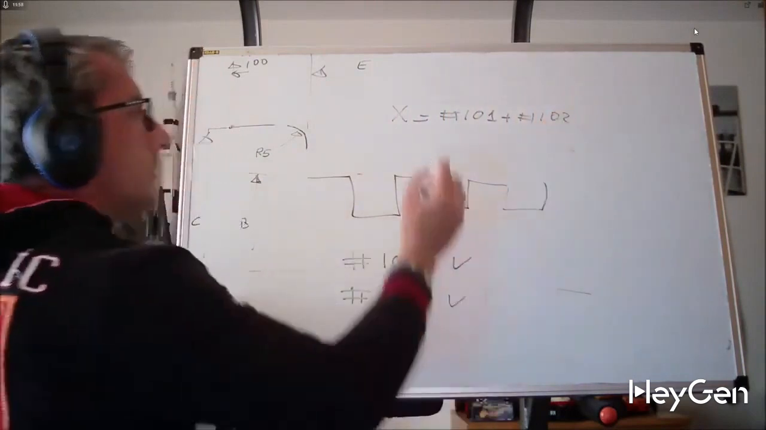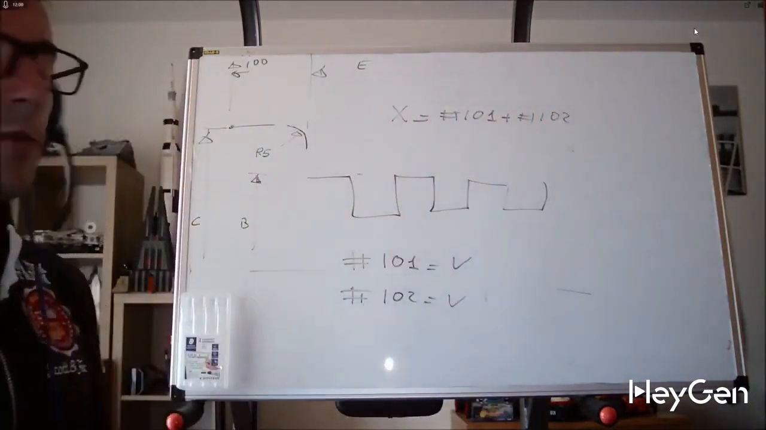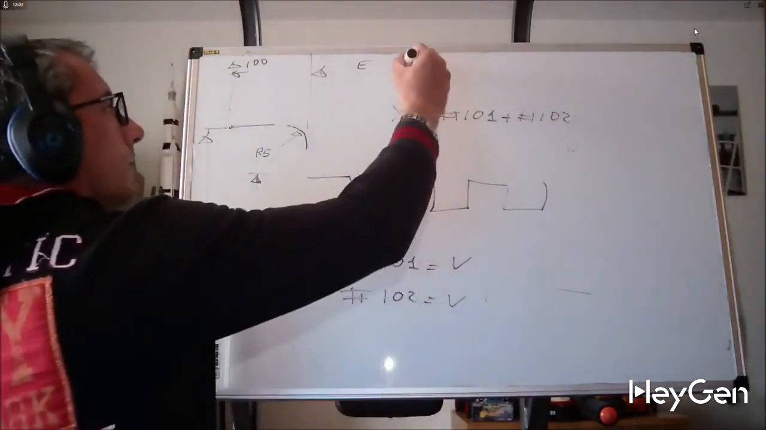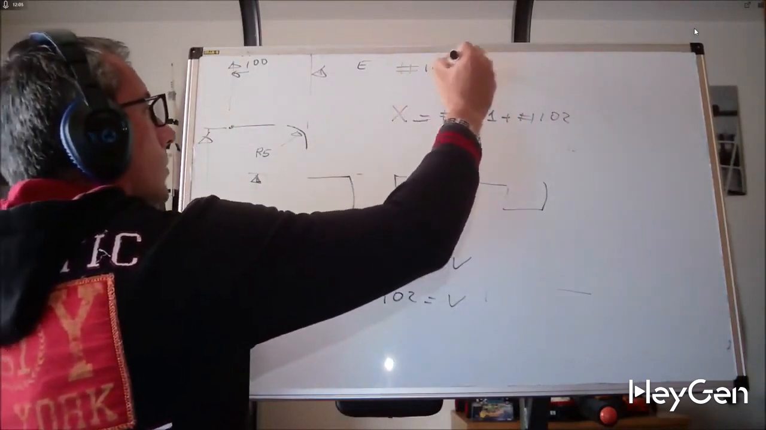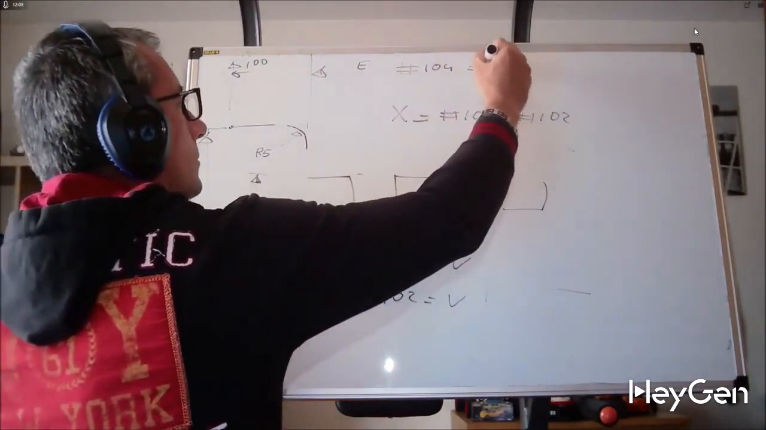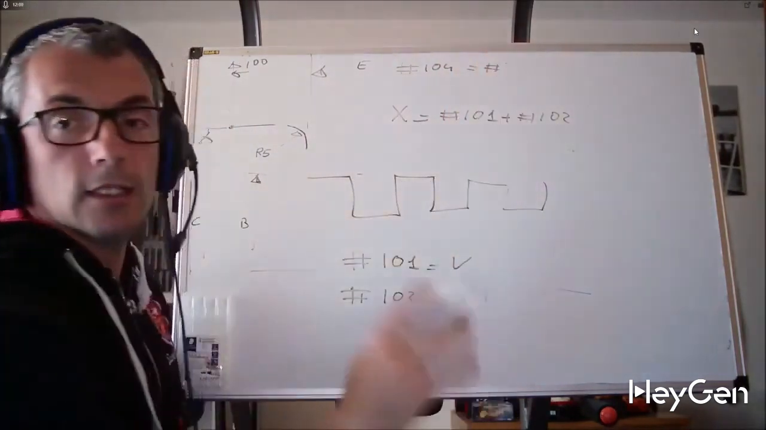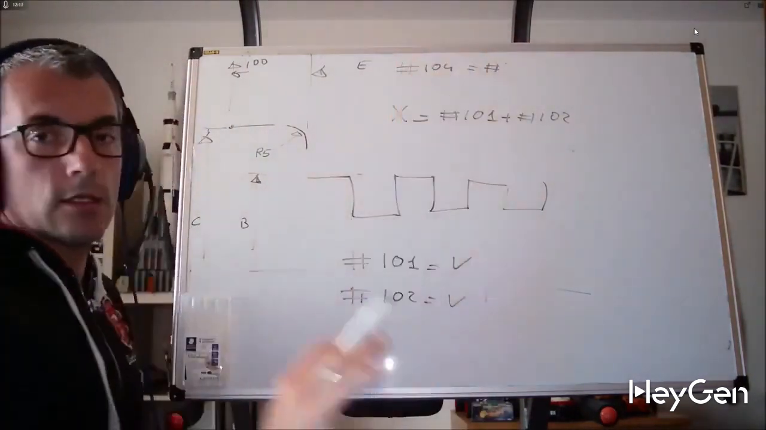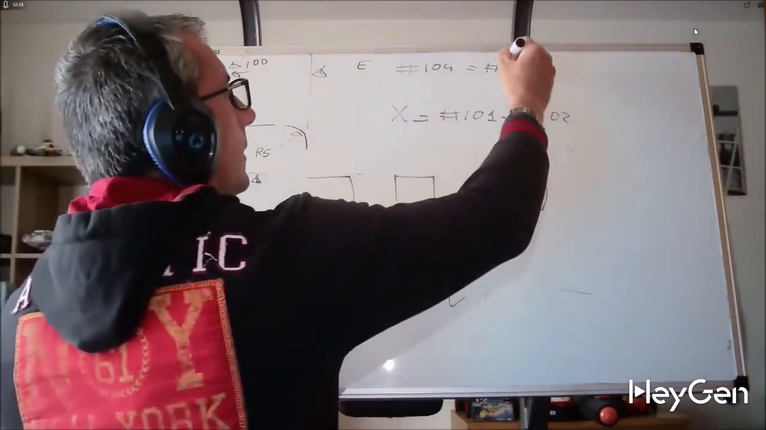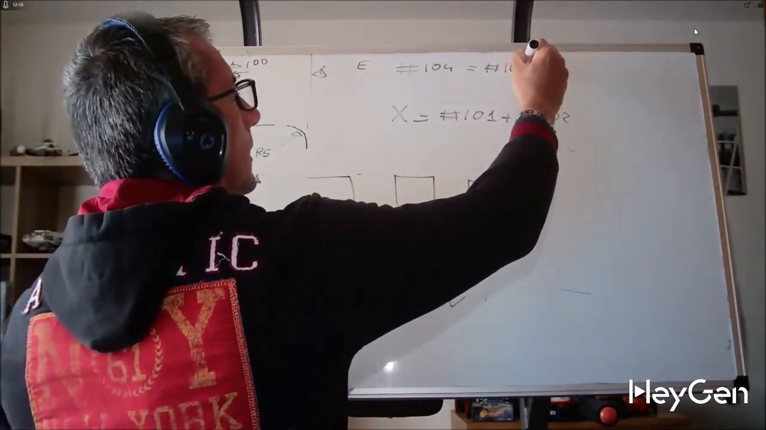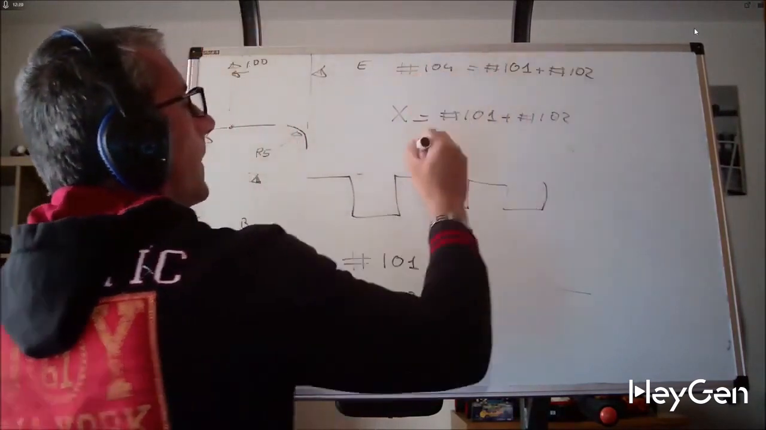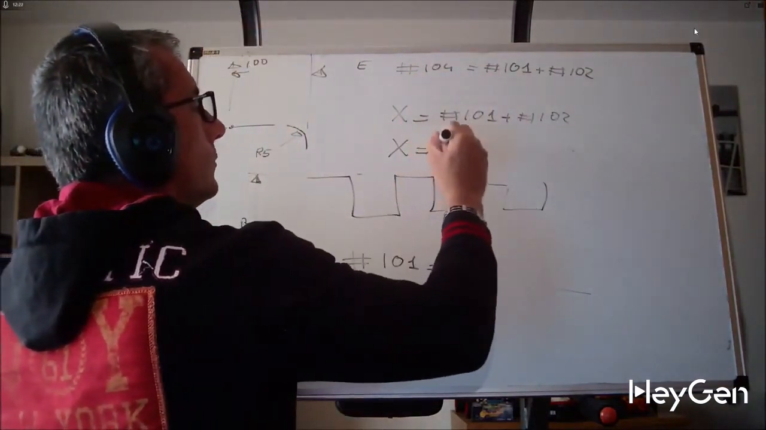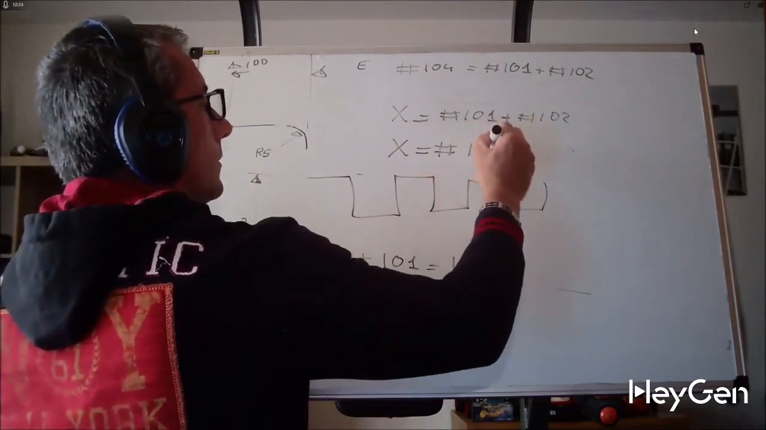So if you have to add 2 variables, you create a new variable, such as, for example, hash 104 equals hash 101 plus hash 102, and then you will go to write X equals hash 104. This symbol is called hash. I apologize for the slip.